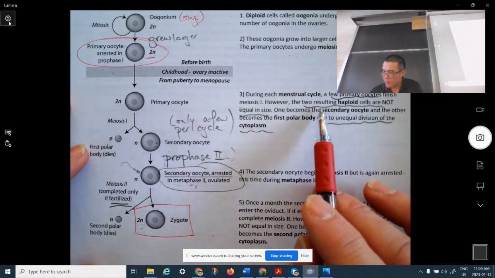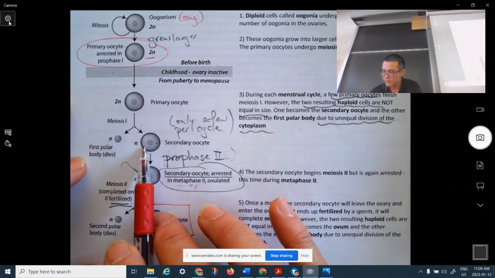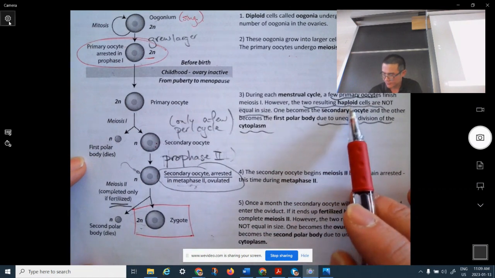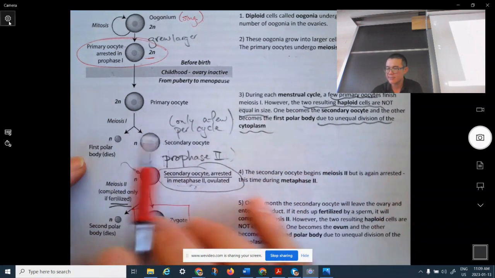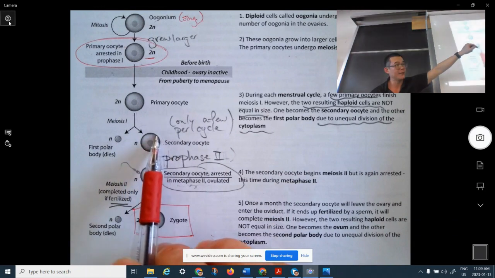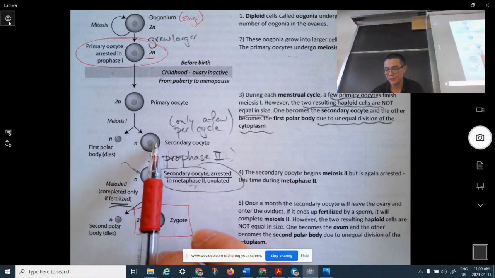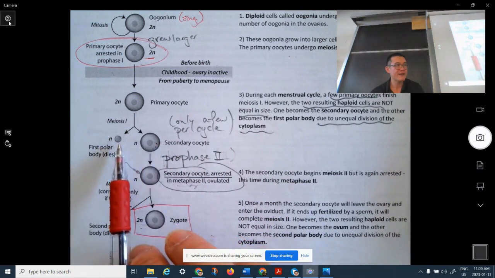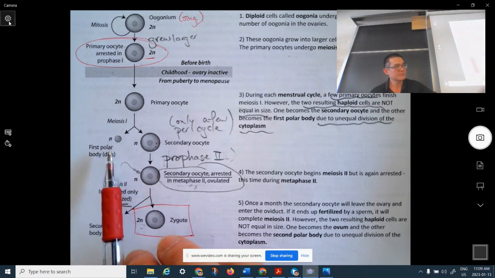Okay, now, however, the two resulting haploid cells are not equal in size because the cytoplasm will mostly go to one of them and not the other. Most of the cytoplasm will only go to one of them. The one that didn't really receive any cytoplasm becomes a polar body and just dies off. Yes, it has the chromosomes, but it's not going to be used. Die off.